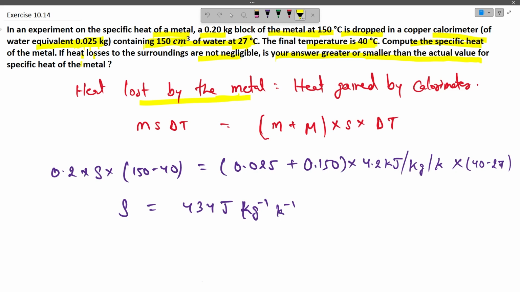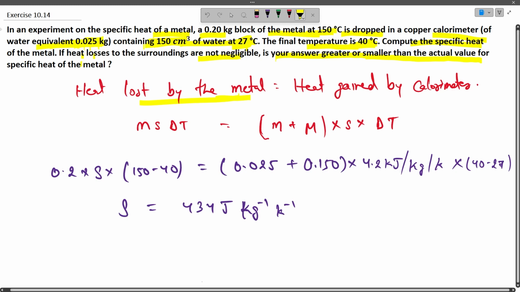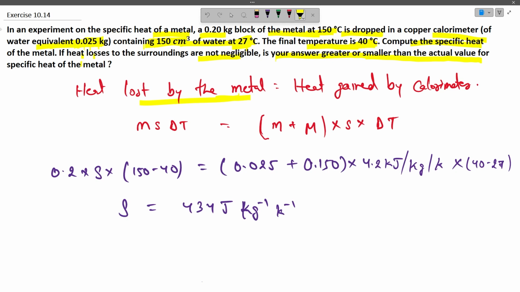So here the metal is cooled from 150 degrees centigrade to 40 degrees centigrade, and the water and the calorimeter temperature goes from 27 degrees centigrade to 40 degrees centigrade. We have to estimate the specific heat of the metal, and also we need to comment on whether, if heat was lost to the surroundings, our answer was a greater or smaller estimate as compared to the actual value.